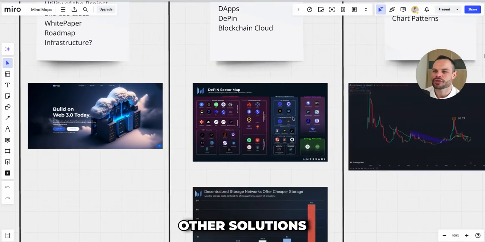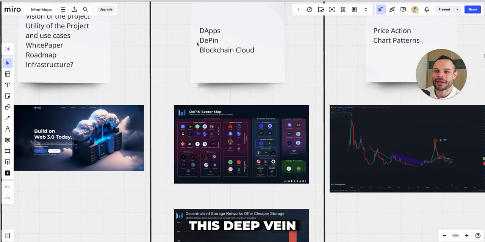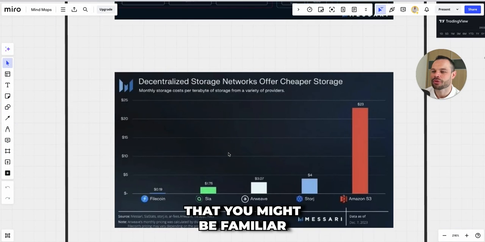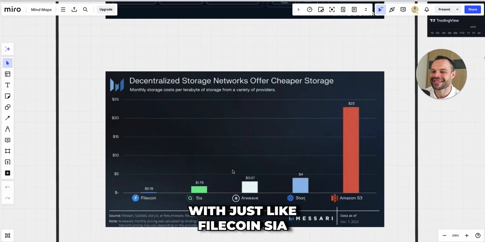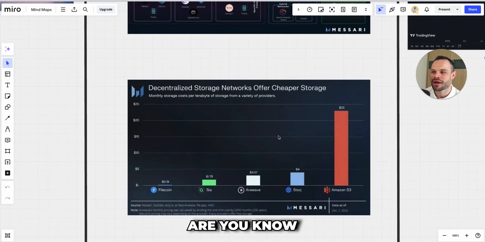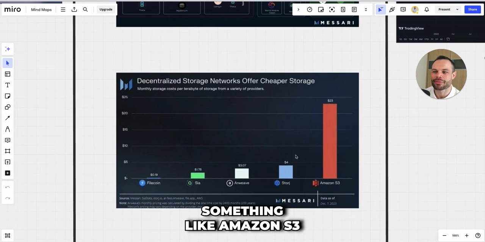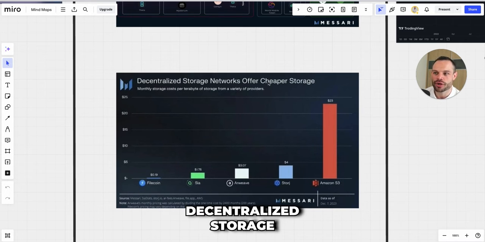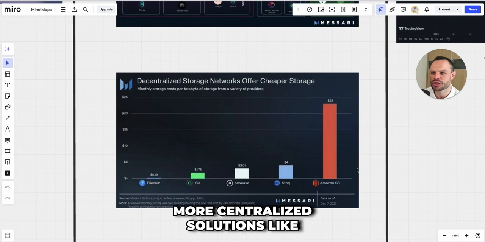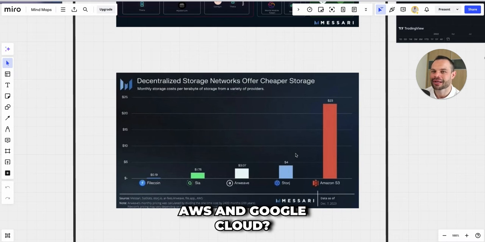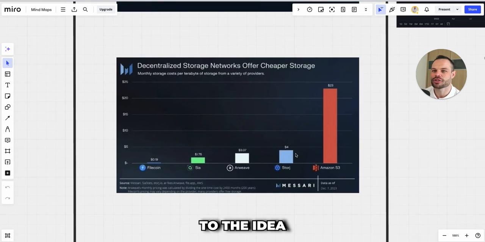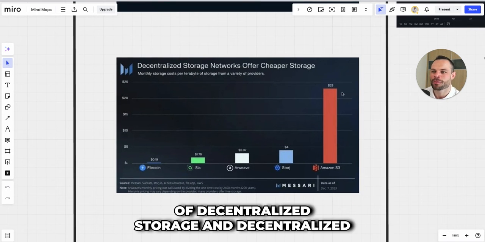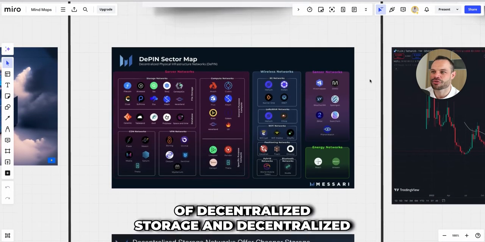So again, other solutions that fall into this DePIN or decentralized physical infrastructure narrative are tokens that you might be familiar with, like Filecoin, SIA, or Arweave. When we compare them to something like Amazon S3 or Amazon Web Services, these tokens are aiming to significantly reduce the cost of decentralized storage versus more centralized solutions like AWS and Google Cloud. So again, this is what they're hearkening to, the idea of this next generation of decentralized storage and decentralized compute in a blockchain world.